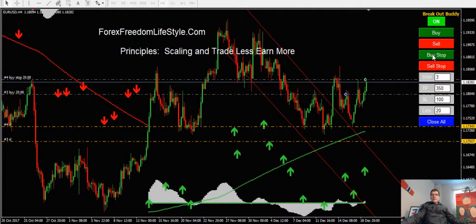Another buy stop. So we have two trades. We have one down here and one that's placed up here above the market. Again, this is euro US dollar H4.